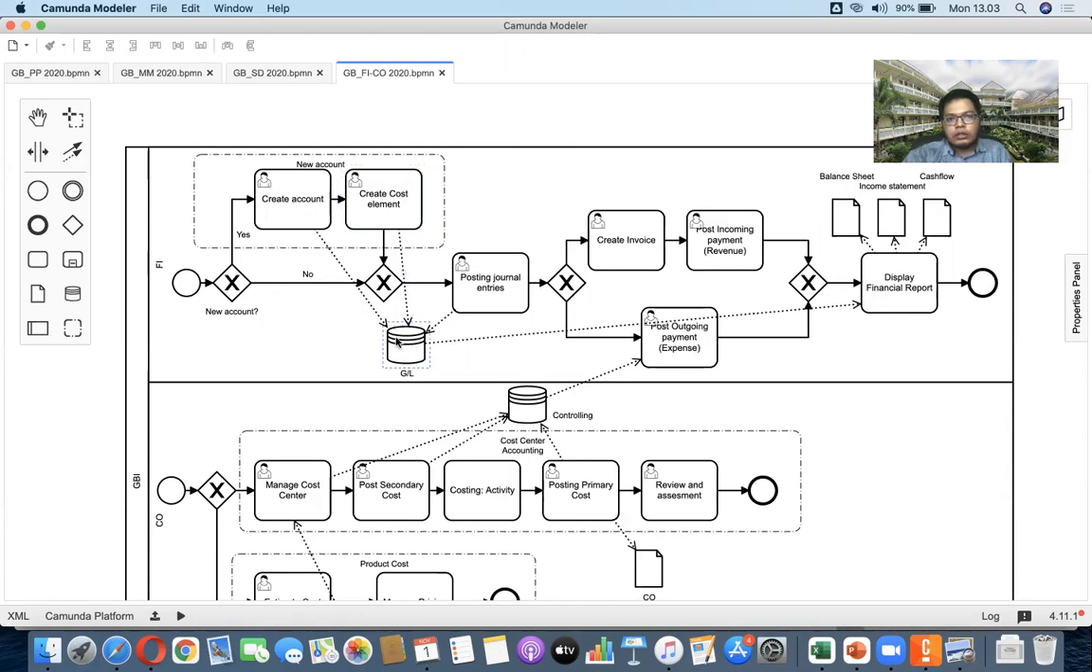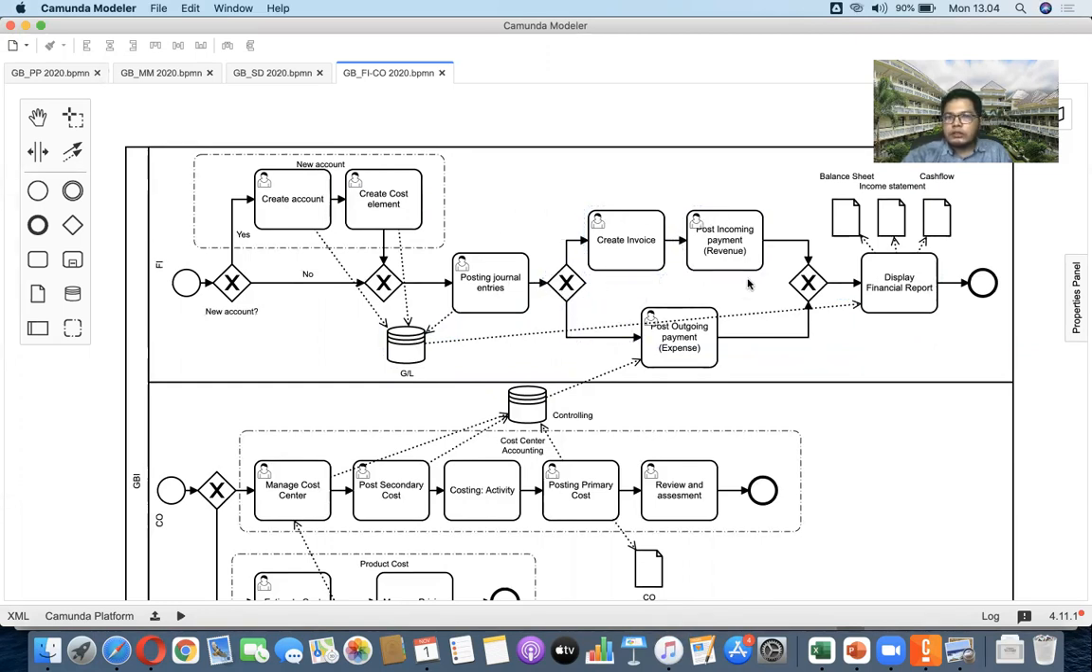It will be stored in the general ledger database, and then we can post journal entries here based on the chart of account that is already present here. And then, if there is a payment, we can create an invoice and post the incoming payment for revenue. I mentioned there are subdivisions within GL, which are account receivable and account payable. So basically it is this one.